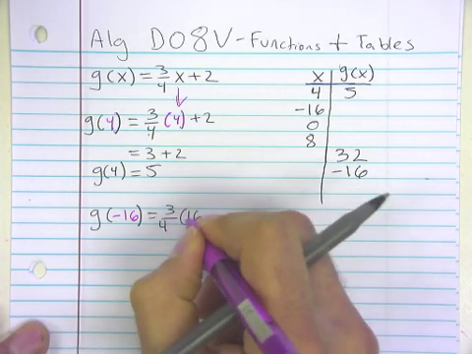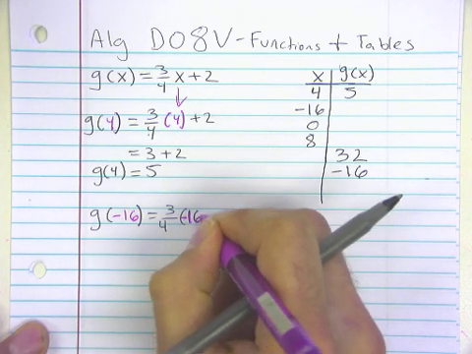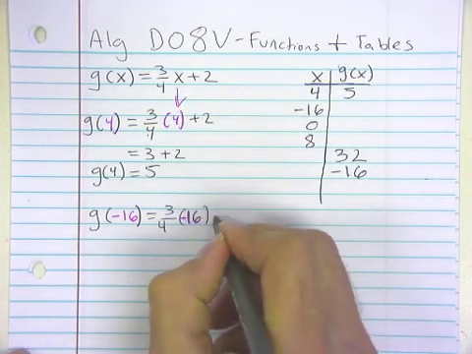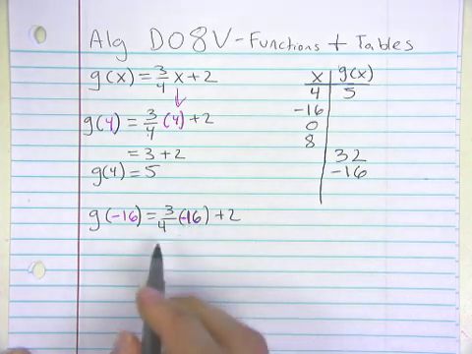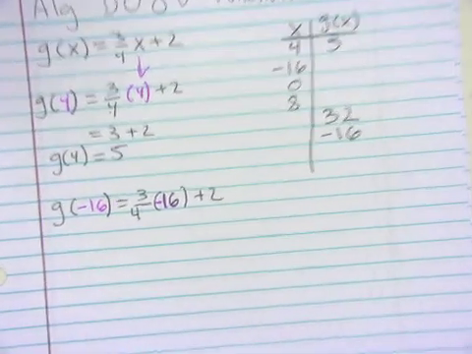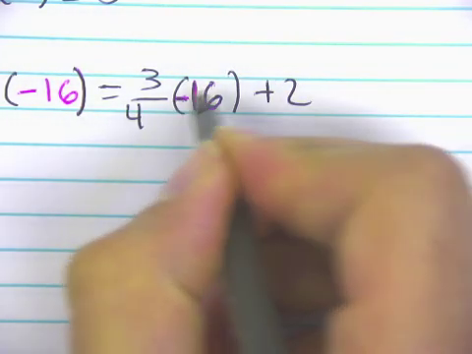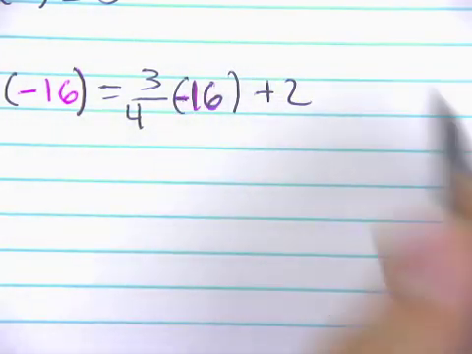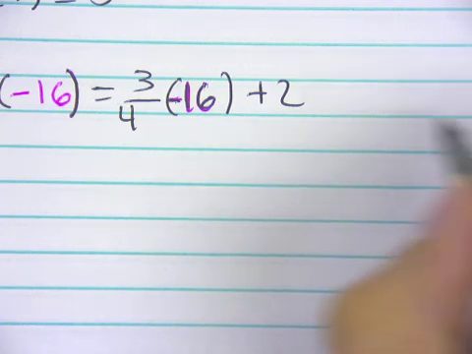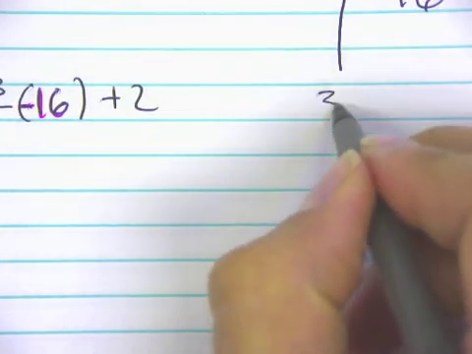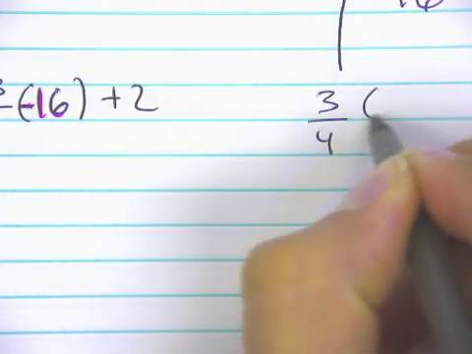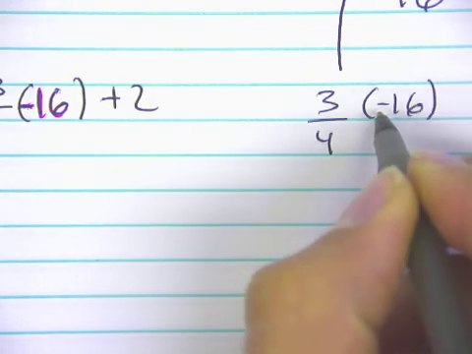Sorry, negative 16. So we're making that substitution. To do this piece of arithmetic here, let's go ahead and zoom in on that. To do this piece of arithmetic where we have 3 over 4 times negative 16, you may recall that we can approach this in the following manner. So we've got 3 over 4 times negative 16.